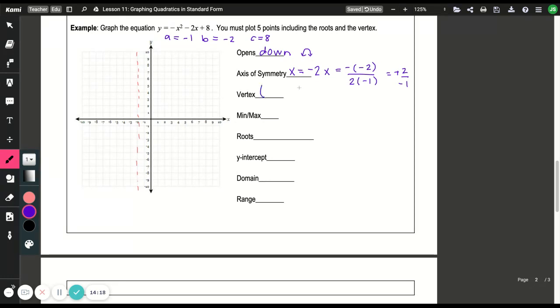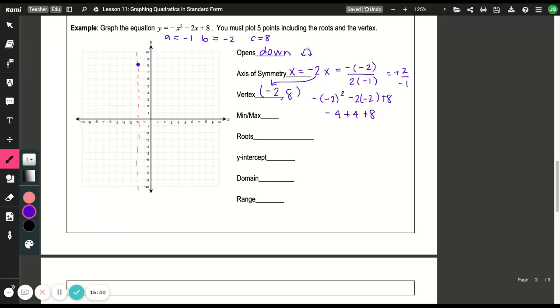To find the vertex, we're going to use that for our x coordinate. And then to find the y coordinate, we're going to plug that negative 2 in for all of these x's up here. So we have a negative on the outside, negative 2 squared minus 2 times negative 2 plus 8. Negative 2 squared is positive 4, but then you have this negative on the outside, which is going to make that negative 4. Plus 4, and then plus 8. So 0 and 8 is 8. Okay, so our vertex is at -2, 8.